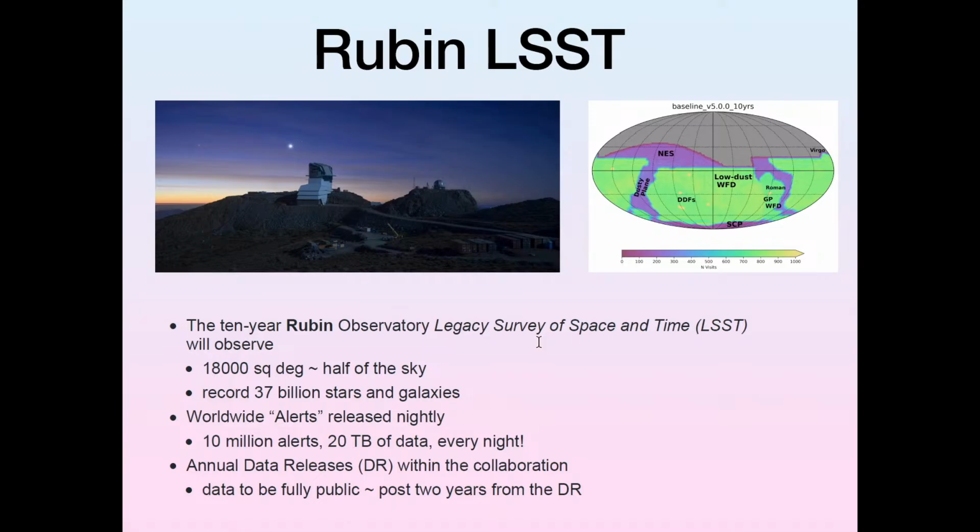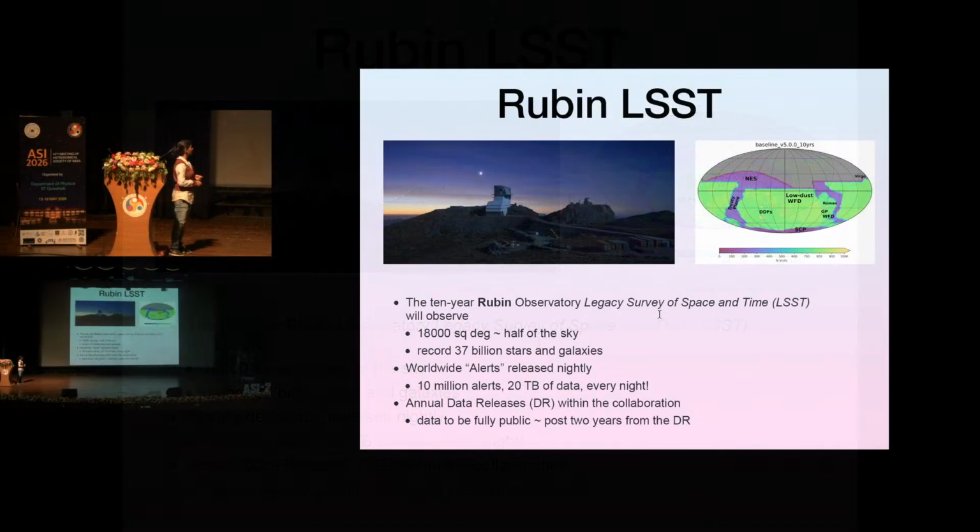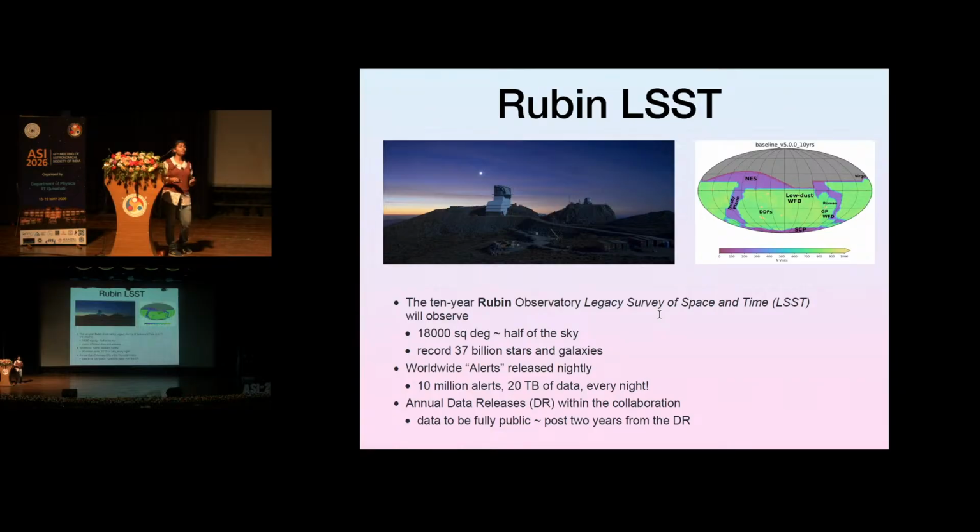In this survey, we're going to record some 37 billion stars and galaxies. There's going to be worldwide alerts released every night. We expect something like 10 million alerts happening every night, producing 20 terabytes of data. Within the collaboration, there's going to be annual data release, which will give access to many more data products, including the static sources and the coadds that will come from these data releases. The data is also going to be fully public after 2 years from the data release.